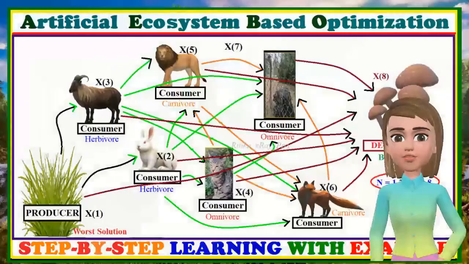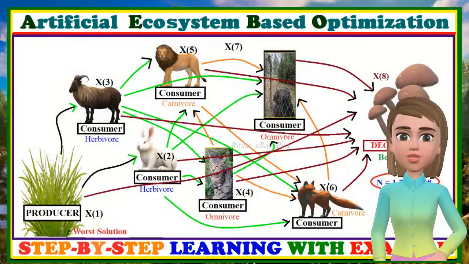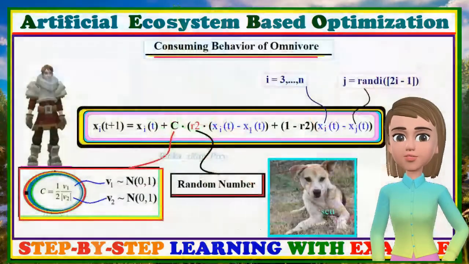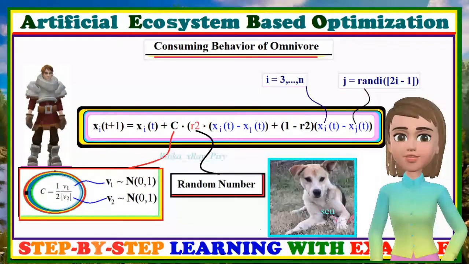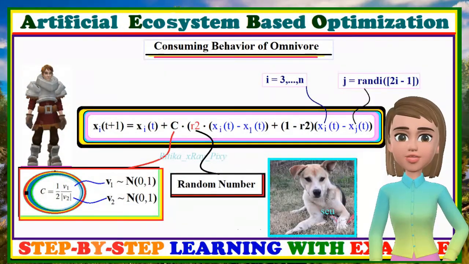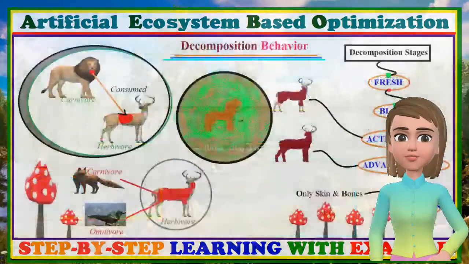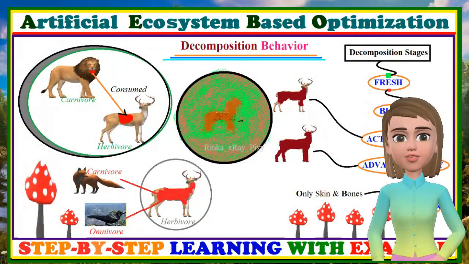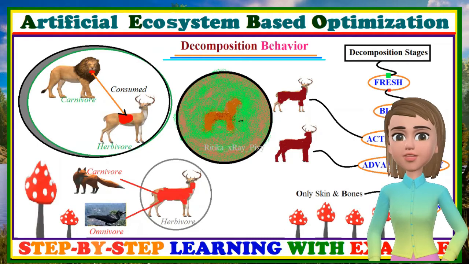As you can see here, we have different types of individuals. So we will try to understand how we can update their position in the search space and their behavior according to the mathematical models. And we will try to understand how this algorithm is inspired by the ecosystem in real life.